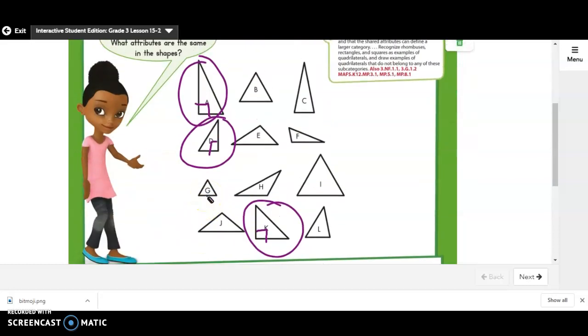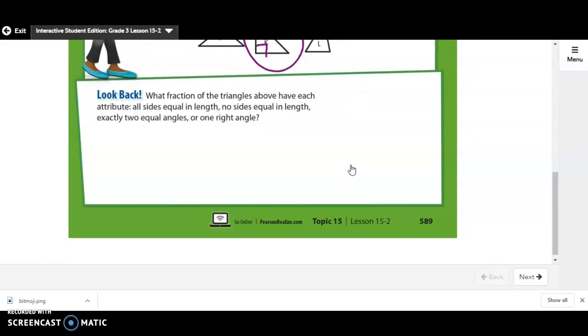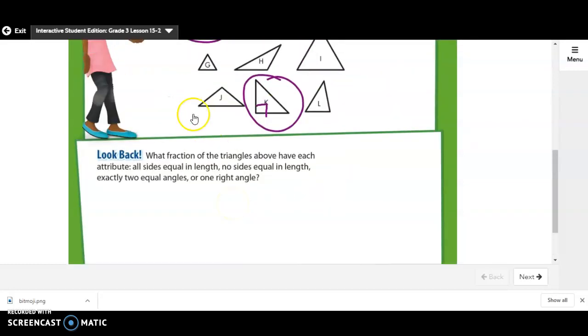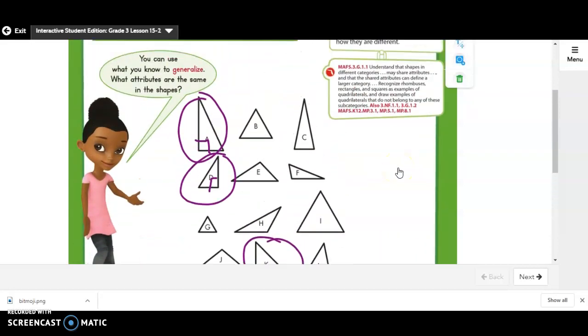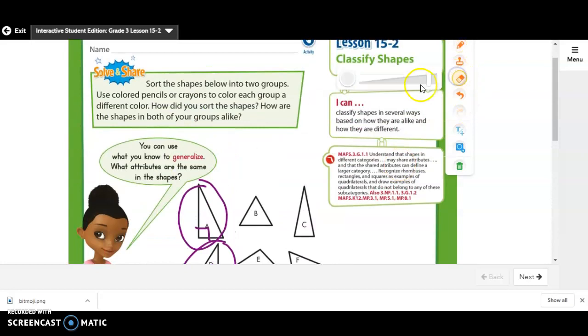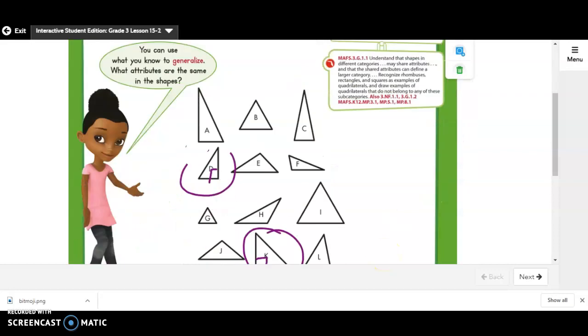What this activity wants you to do is just practice telling the differences between shapes, sorting shapes, and then deciding how you sorted them. Now if we were going to look back at this and decide what fraction of the shapes above have each attribute, we could pick each of these things out. For just time, we'll just choose one, but you can always pause and choose more than one if you want to use more than one.